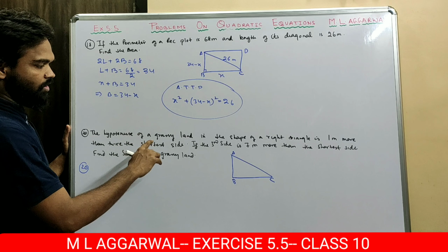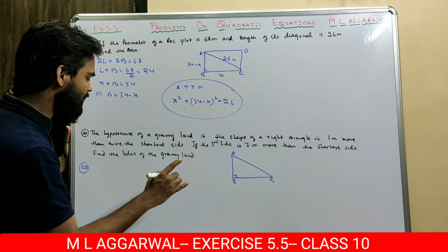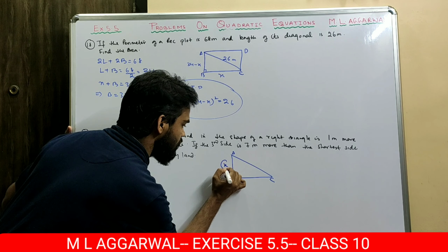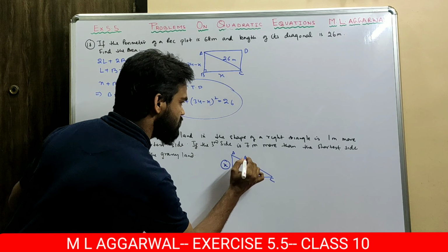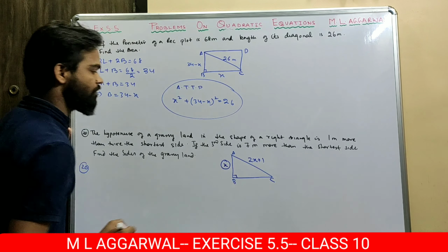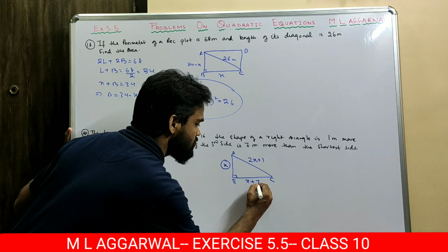The hypotenuse of a grassy land in the shape of a right angle triangle is 1 meter more than twice the shortest side. Let the shortest side be x. And this is 1 meter more than twice the shortest side, 2x plus 1. And if the third side is 7 meter more than the shortest side, which means this is x plus 7.